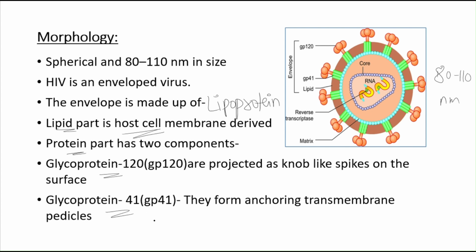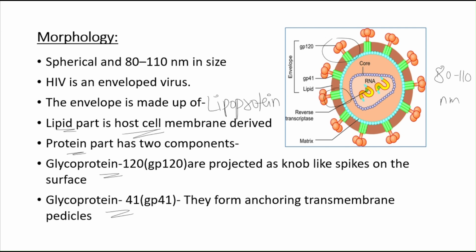Once the virus enters the body, it has to attach to the host cell, right? So it binds with the CD4 plus T cell receptor on the host cell so that the virus enters the cell. And glycoprotein 41 is a fusion protein. After attachment, it helps in the fusion of the virus with the host cell. These two proteins play an important role in the pathogenesis of the virus.